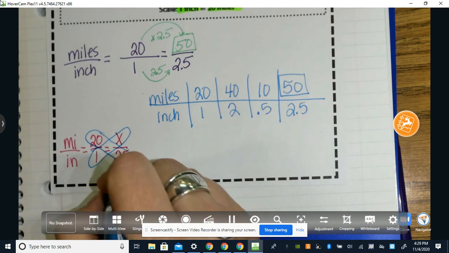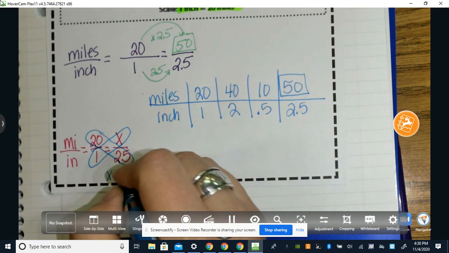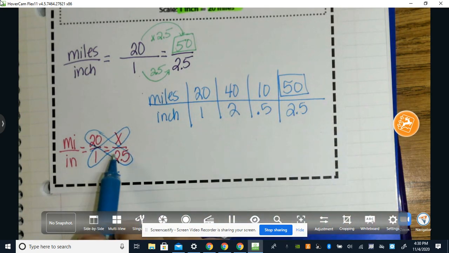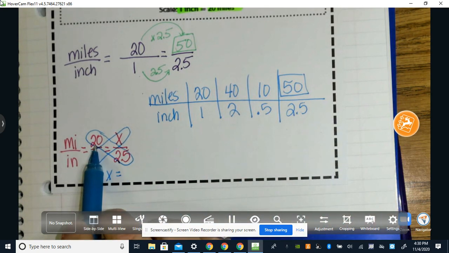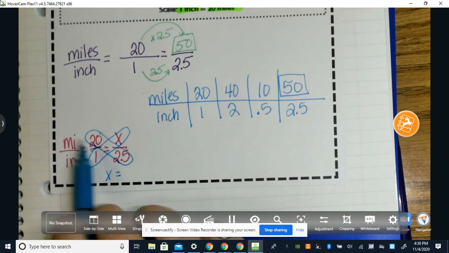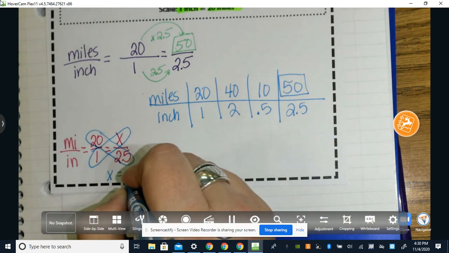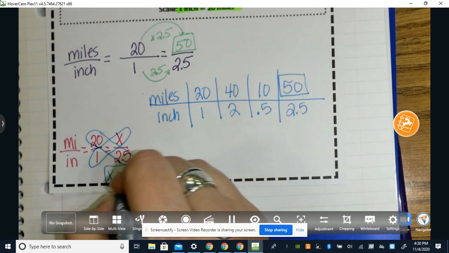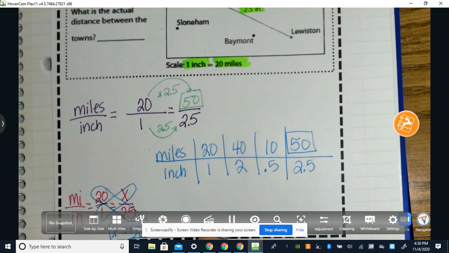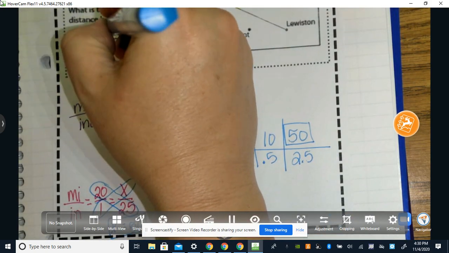Well, 1 times x gives me x. 20 times 2.5. Well, if you think of 20 times 2.5, double 20, you get 40. Half 20, you get 10. 40 plus 10 gives me 50. So same answer each and every time. So the distance is 50 miles.